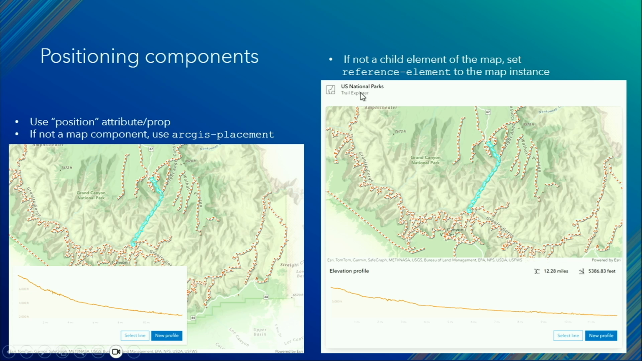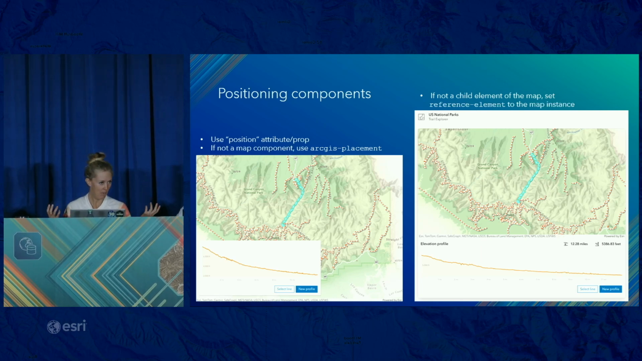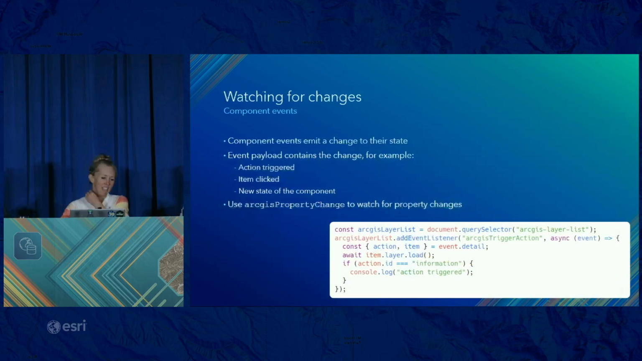If you're placing something that's not a map component, you can use ArcGIS placement, and that will basically have the map component manage the placement of your component, even if it's not a map component. And then another reminder, if you're placing something outside of the map, you need to use reference element. You'll know very quickly if you've forgotten that, because basically it won't work. You won't see it tied to the map.